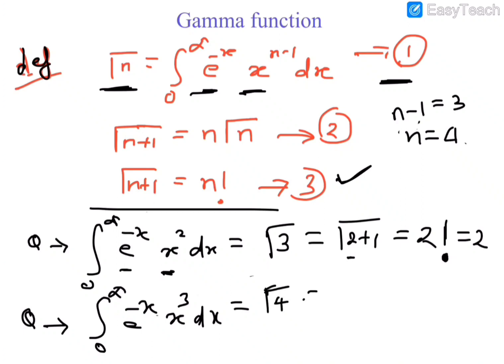Now we are going to use this third property. According to this third property, gamma function of n plus 1 is n factorial. That means if it is gamma function of 4, then it will be 3 factorial. So directly you can write it is nothing but 3 factorial, and therefore it is equal to 3 into 2 into 1, that is equal to 6.